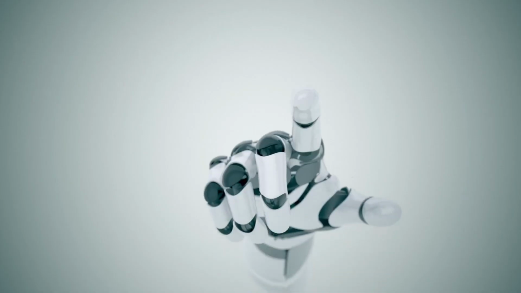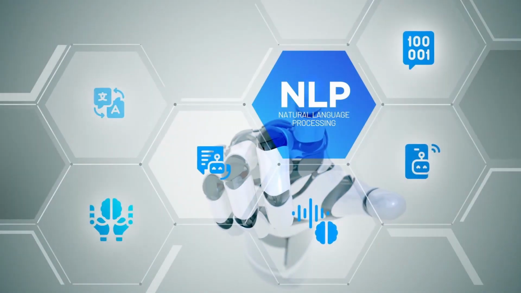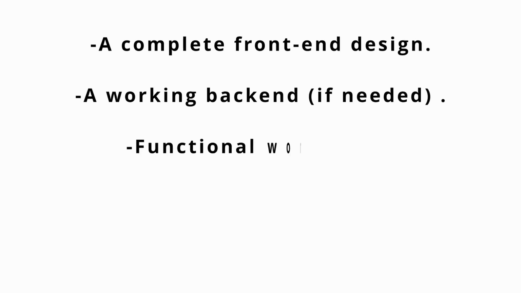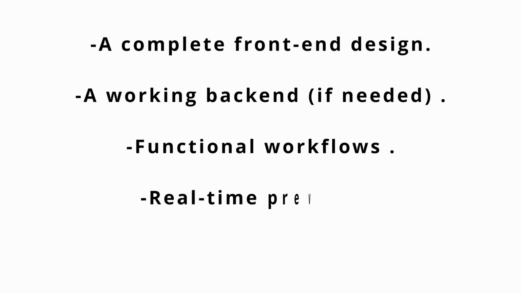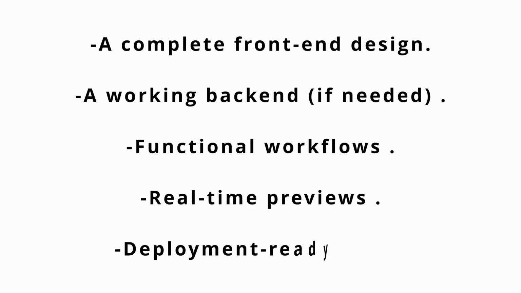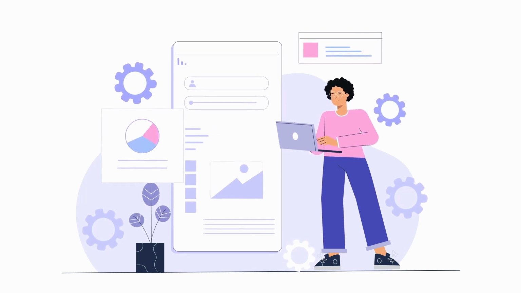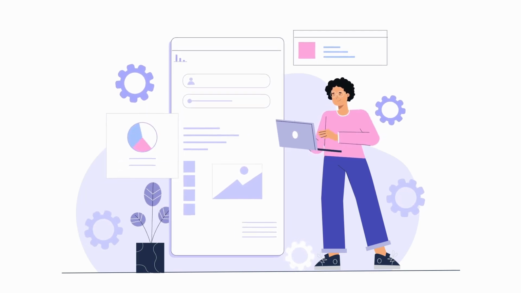Bolt AI uses natural language processing and machine learning to understand and generate your project description. It can create a complete front-end design, build a working backend, set up functional workflows if needed, provide real-time reviews, and deliver development-ready code. If you want to format the login page or change the layout, just describe it, and Bolt will do it. But the question is, why should we use Bolt AI?